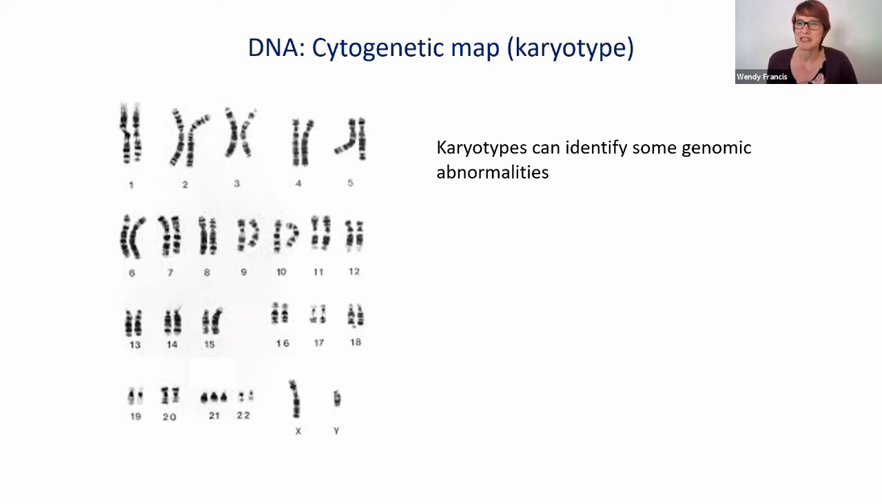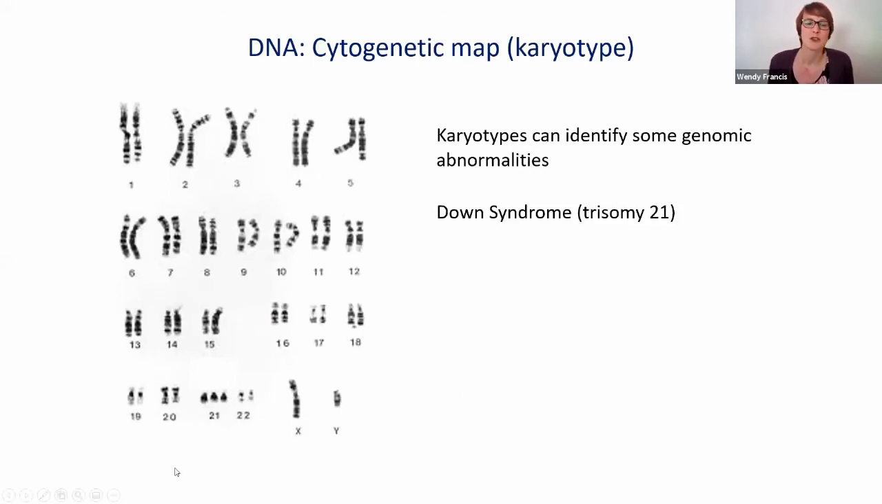You can all pretend to be cytogeneticists now. So hopefully, looking at this, you've established that it's male. It's a male karyotype. We've got an X and a Y. But did you pick up on chromosome 21? So chromosome 21, you can see we've got 3 chromosomes, and this is known as trisomy 21, which is otherwise known as Down syndrome. So you can see that we can use the karyotype for identifying some genomic abnormalities.